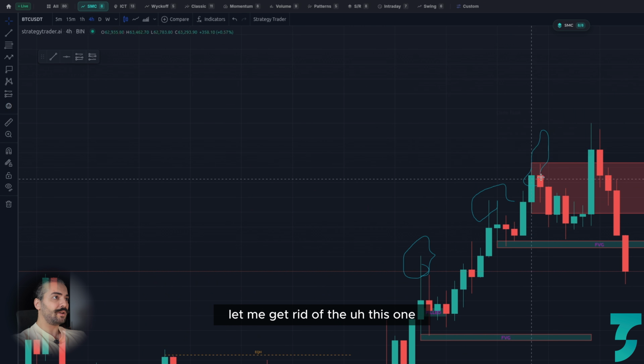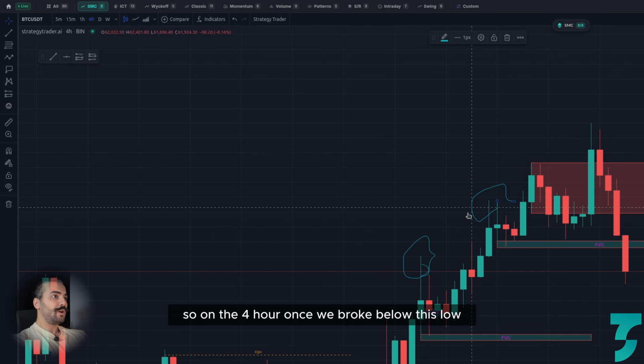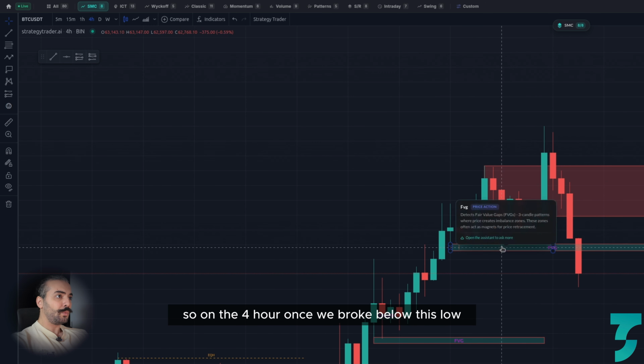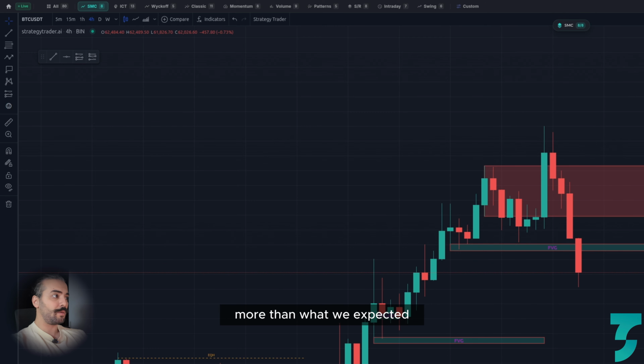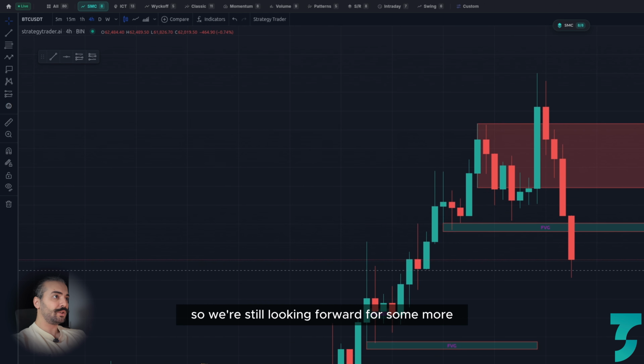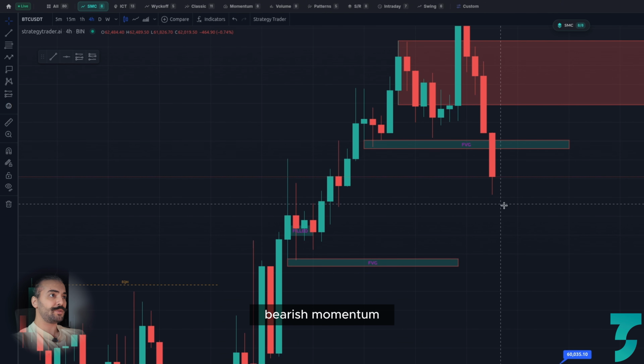So once it's been broken with this very strong bearish candle, as you can see on the 4-hour time frame, once we broke below this low, it means that the bearish momentum is more than what we expected. So we're still looking forward to some more bearish momentum.